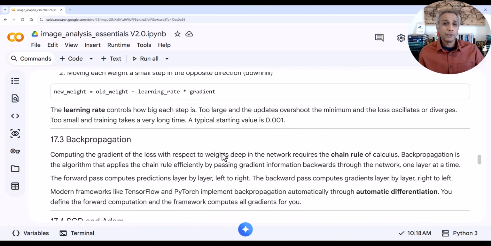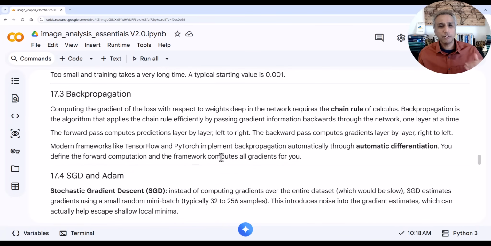Okay. Now, another term called backpropagation, which you may have heard. So computing the gradient of the loss, which we just discussed in the previous step, with respect to every weight, right? It requires something called the chain rule of calculus. And backpropagation is the algorithm that applies the chain rule. Please go back and refresh your memory on calculus in terms of what the chain rule is. And this gradient information is passed backwards through the network, one layer at a time.